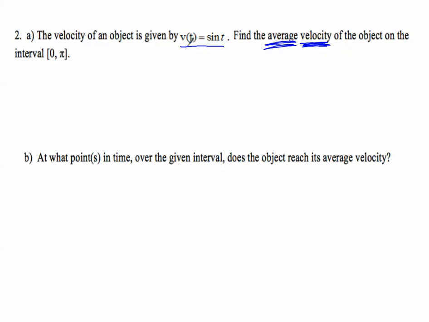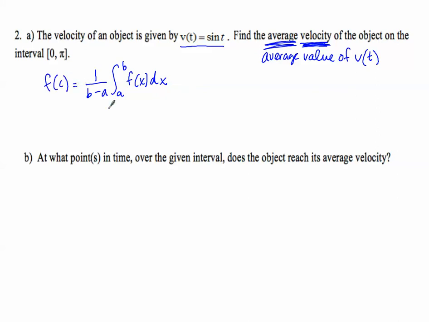So anytime they say find the average of a function you already have, that is saying find the average value of that function. So the average value is our formula, 1 over b minus a times the integral from a to b of f of x dx. That's our average value formula. f of c equals, that's our average value equation. Well, this is not f, this is v, so we will say v of c equals 1 over, this is our a and our b, so pi minus 0, integral from 0 to pi of sine of t dt.